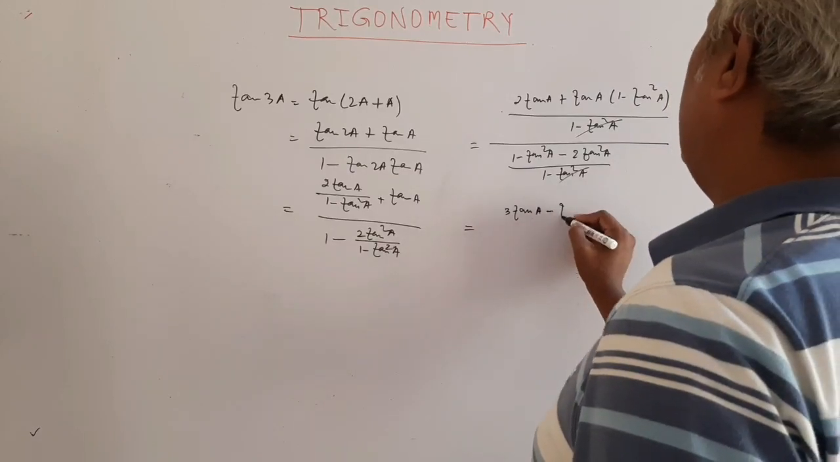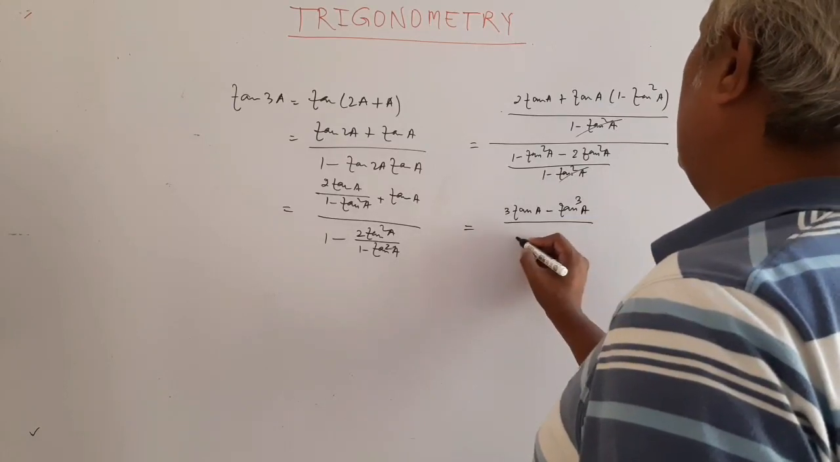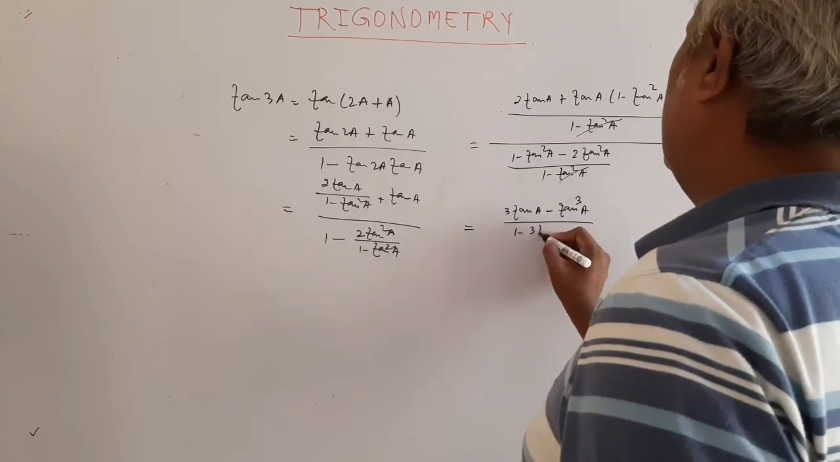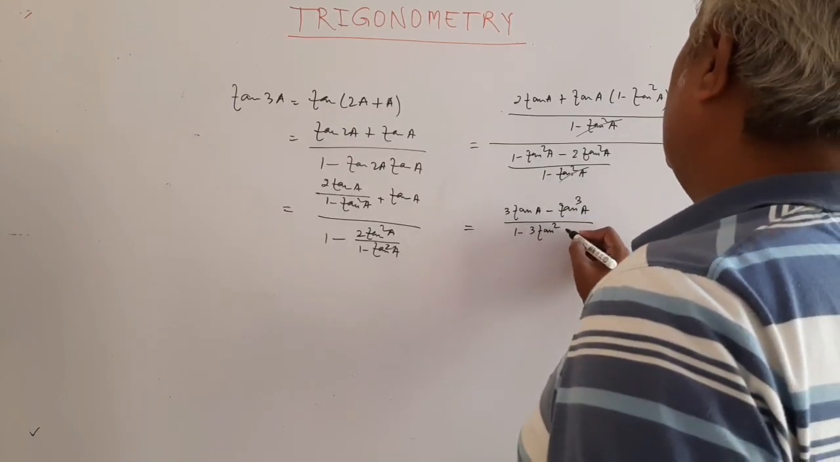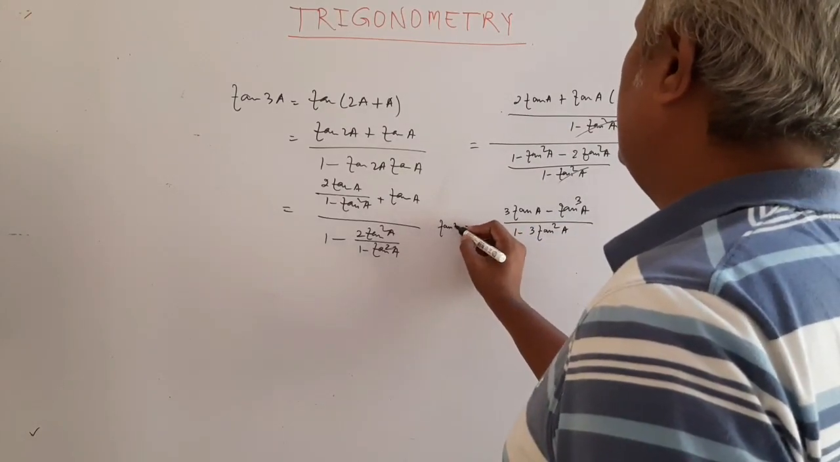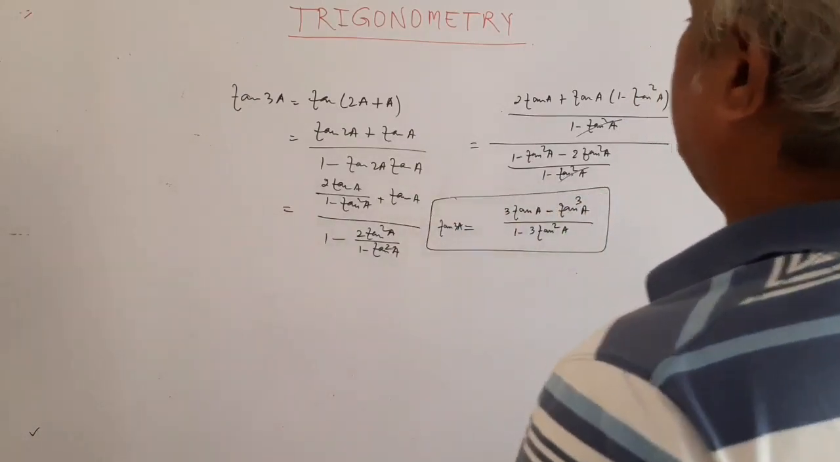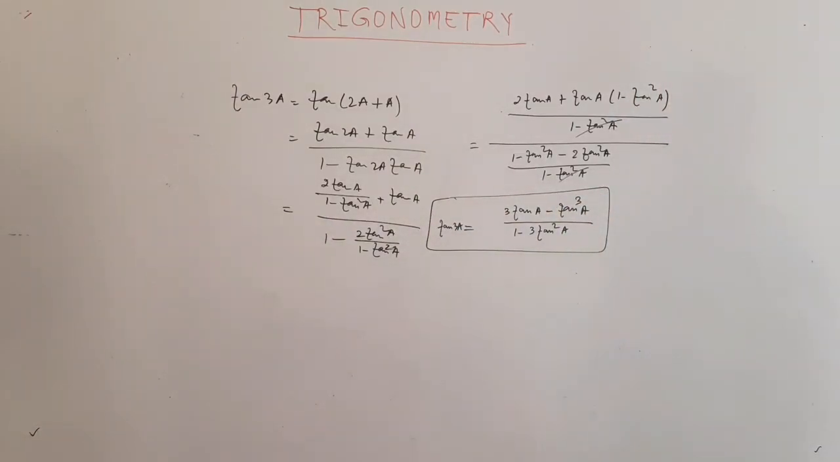And then you get 3 tan a minus tan cube a over 1 minus 3 tan square a, and this is the value for tan 3a. So this is the formula. Tan 3a is 3 tan a minus tan cube a over 1 minus 3 tan square a.